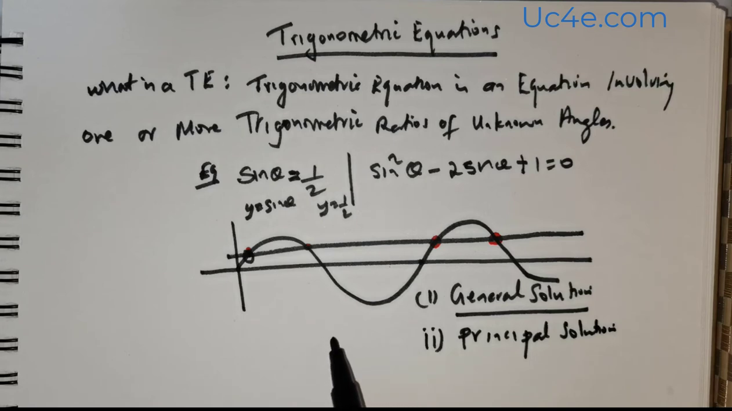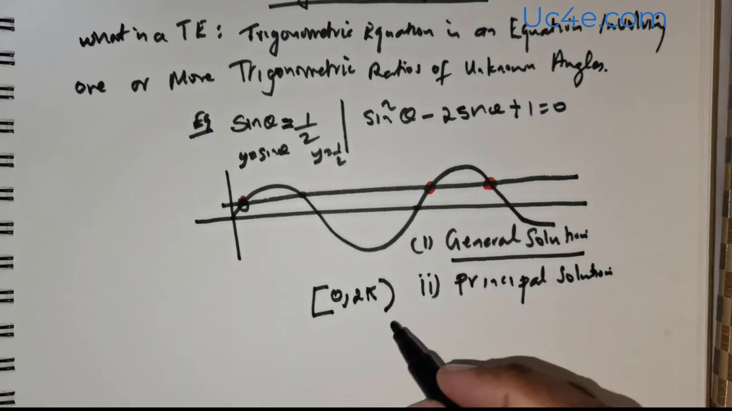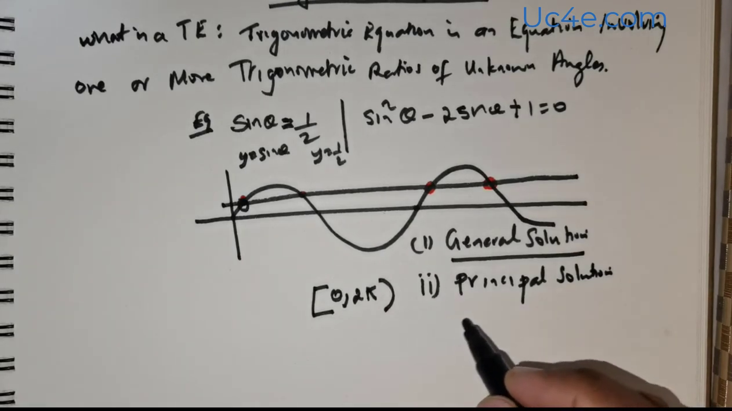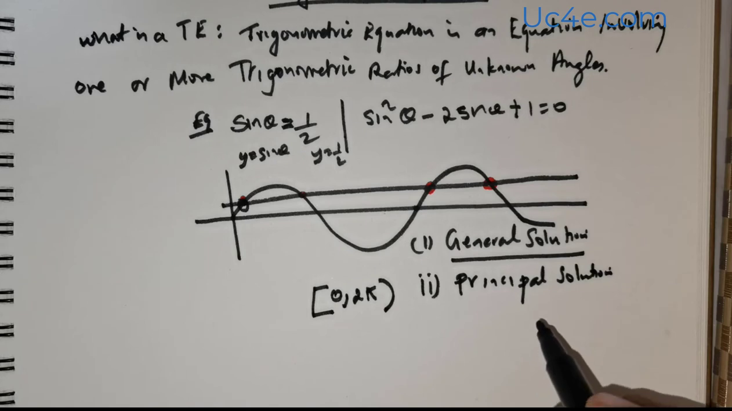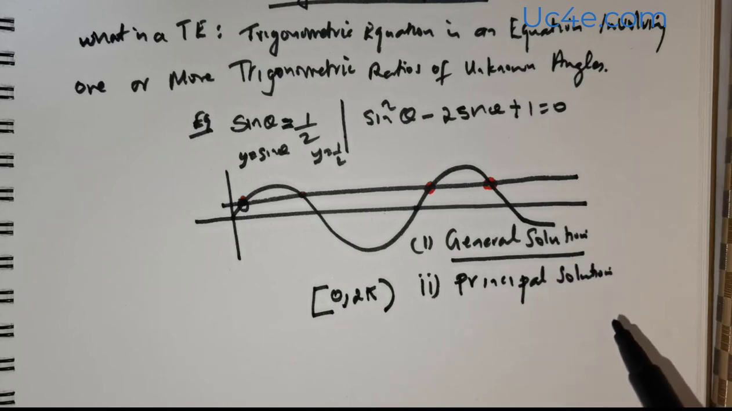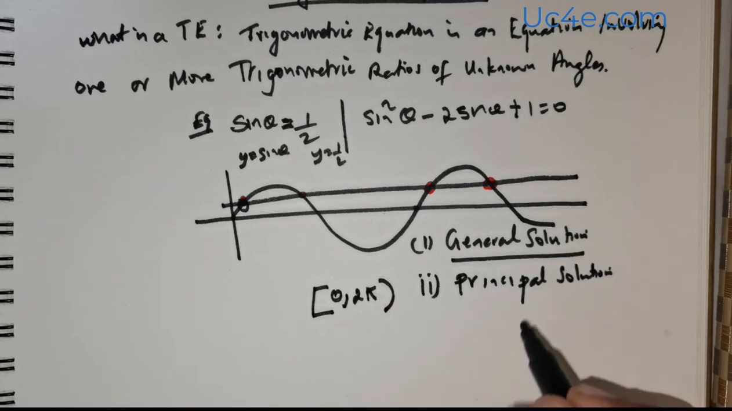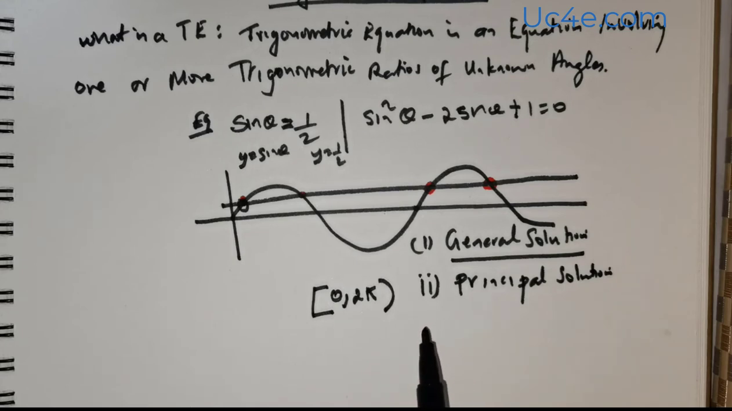Now what is the principal solution? Principal solution is to obtain all of the solutions that are given in the interval 0, 2 pi. This is a very important understanding, because in all of the questions you will either be asked to obtain the general solution or the principal solution or both. Just to reiterate, the principal solution is found in the interval, closed at 0, open at 2 pi.